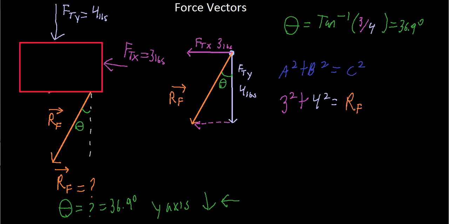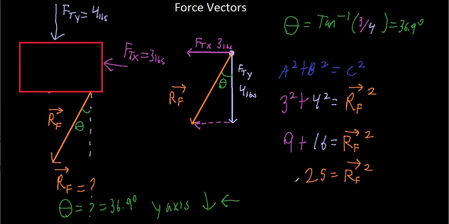So we can rewrite this equation. 3 squared becomes 9, 4 squared becomes 16, so 9 plus 16 equals RF squared. And of course, 9 plus 16 is 25, so 25 equals RF squared. And then we just got to take the square root of both sides. So square root symbol. And we get a final answer of 5 pounds of force. So we can rewrite it over here. RF equals 5 pounds. And it's going 36.9 degrees down and to the left off the y-axis.